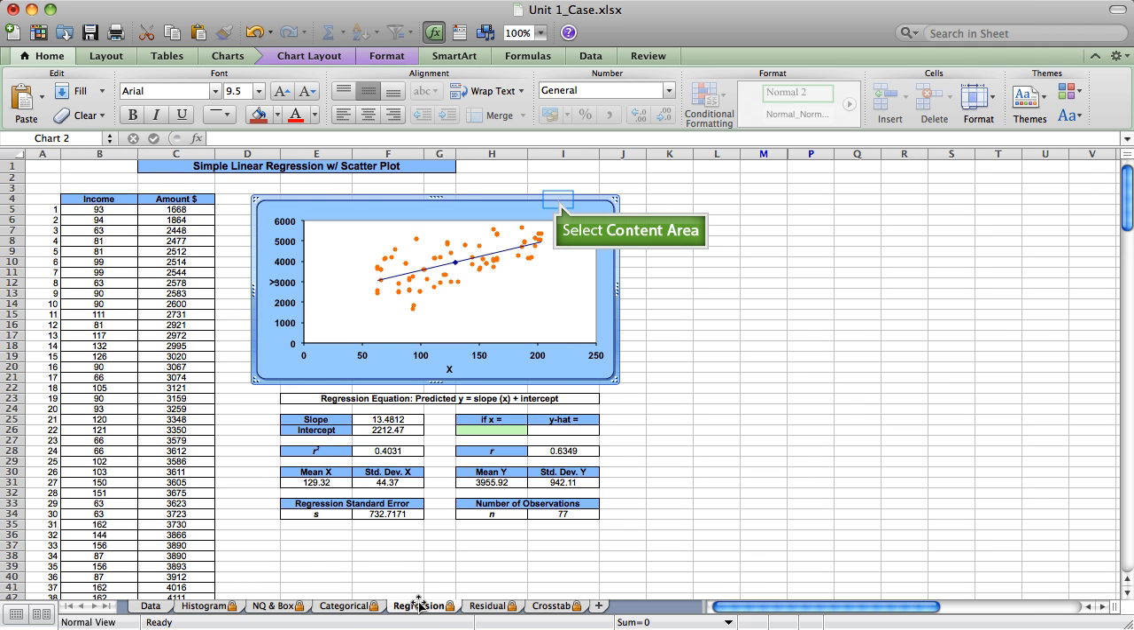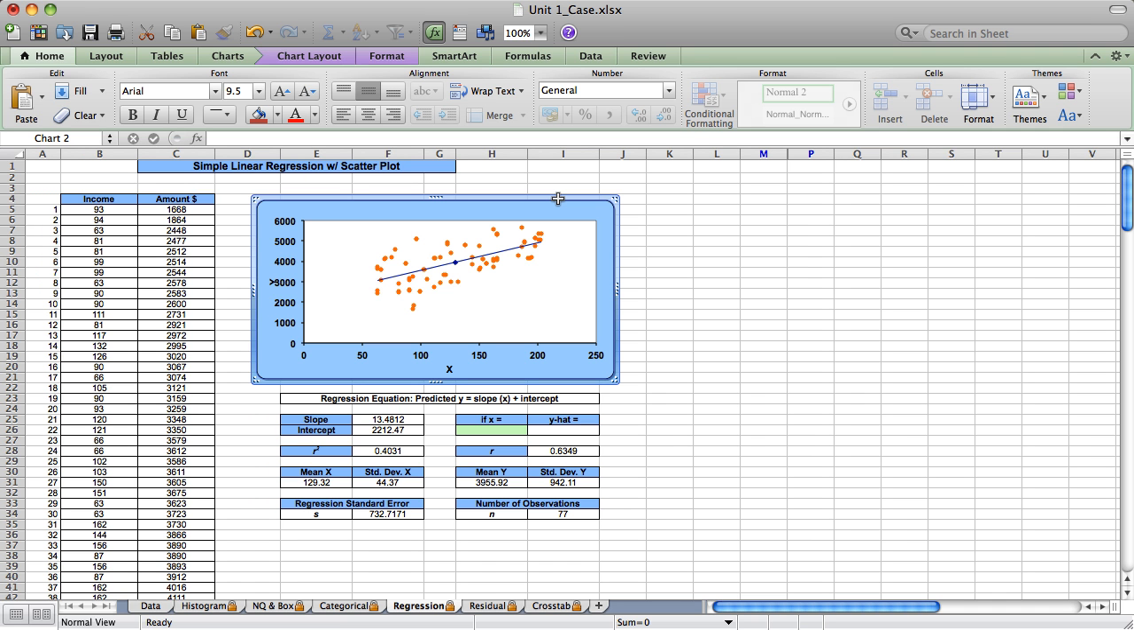Here are our results. First of all, our scatter diagram, also called a scatter plot, shows that there's generally a linear relationship between income on X and amount charged on Y. In other words, as X increases, it appears that Y, the amount charged, increases as well. In simplest terms, the more money you make, the more money you spend on the credit card.